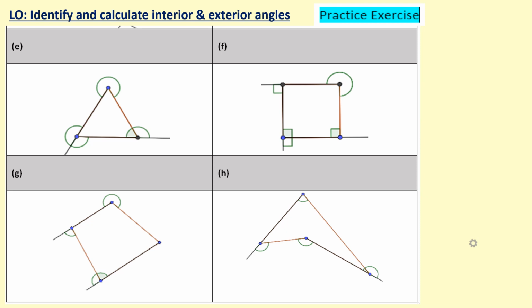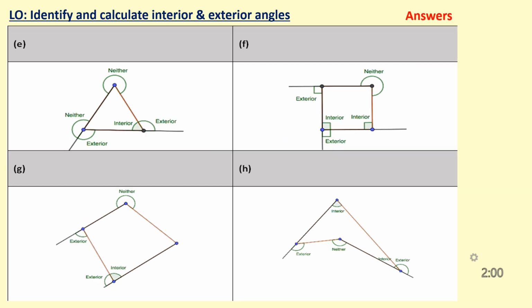Anyway, here's another set of questions for you to try with some different shapes again. So press pause on the video. You know what to do. So here we have your answers for the questions. Just give yourself a minute or so marking these up, and press play when you're ready to move on.